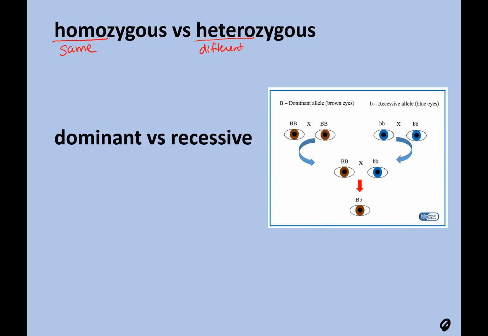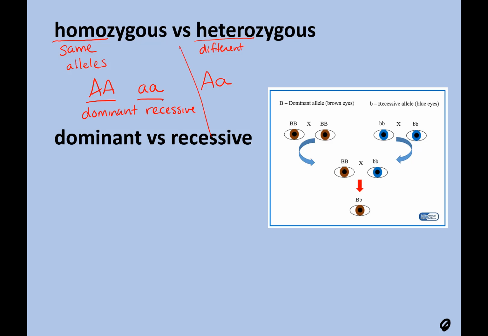So an organism that has the same alleles, such as big A, is called homozygous. Tells you they're the same. An organism that has different alleles, say big A, little a, means that they're heterozygous. You can be homozygous dominant, and we'll talk about dominant recessive in just a minute, or an organism could be homozygous recessive.